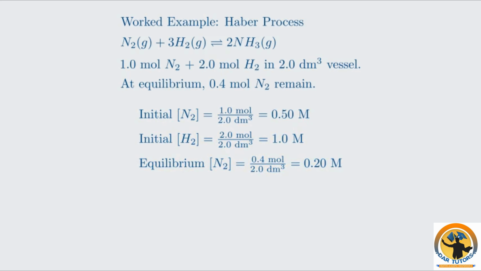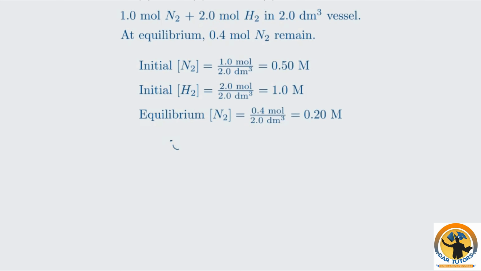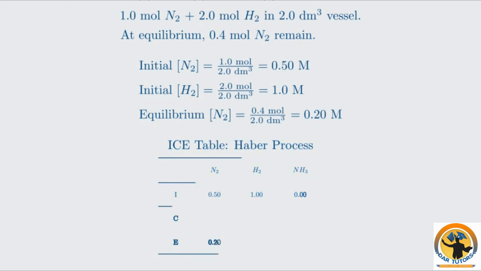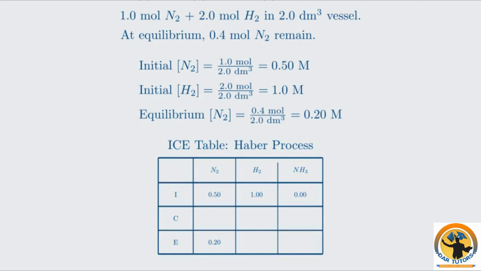Now we can build our ICE table with concentrations. The initial concentrations are 0.50 for N2 and 1.0 for H2. We have 0 products initially. The equilibrium concentration of N2 is 0.20 M. The change in N2 is the final minus initial, so 0.20 minus 0.50 gives negative 0.30 M.